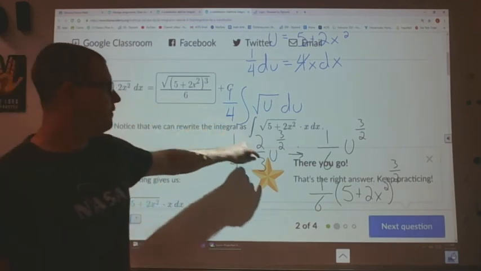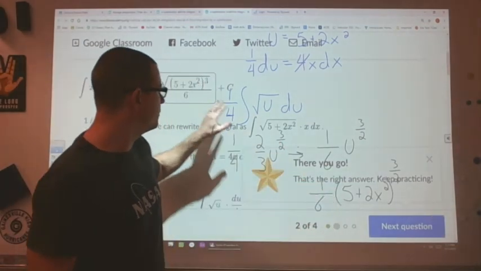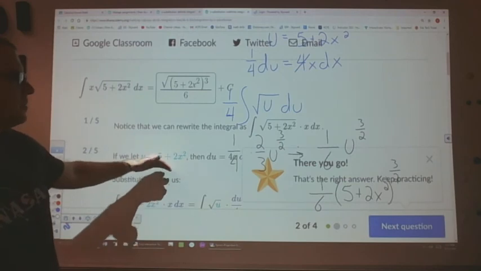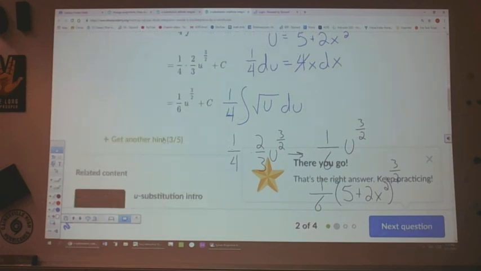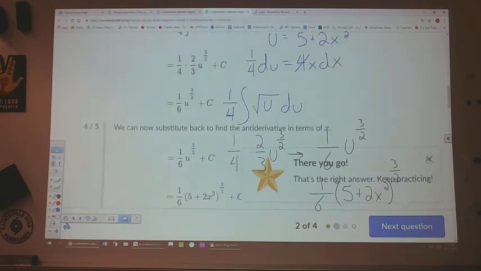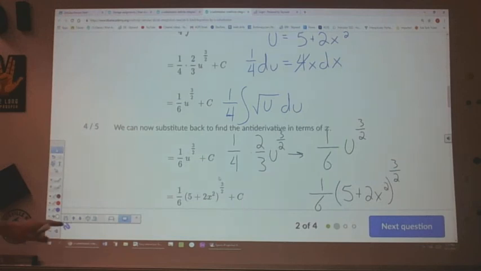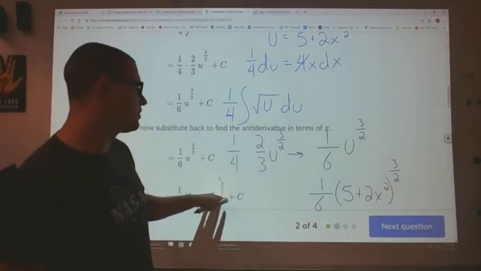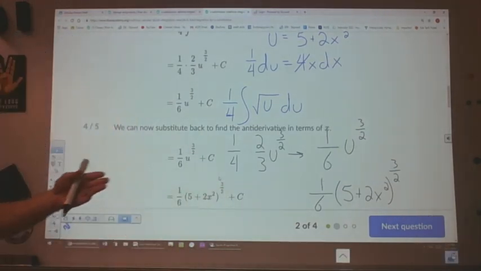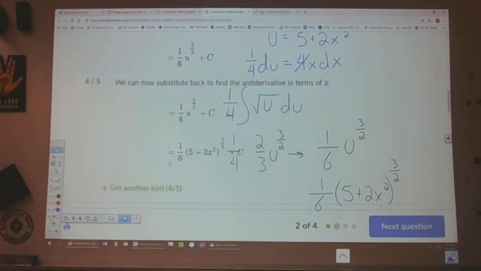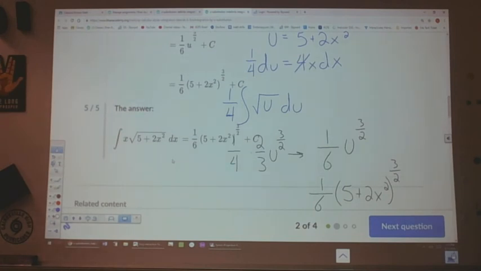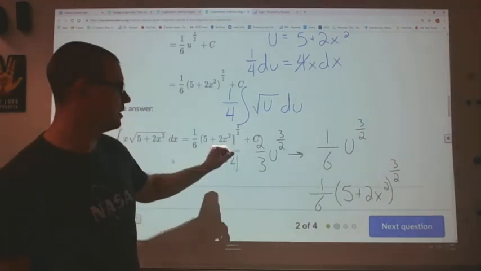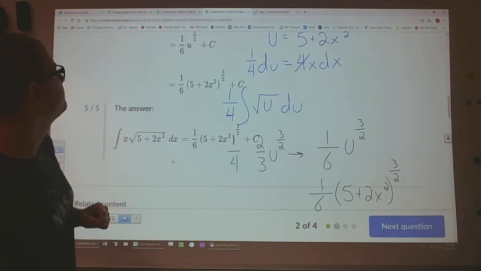Now again, if it wouldn't take this, even though it's equivalent, it would mark it wrong, and I'd have to go through the hints and see, okay, well, what happened there? Let's see if I can still do that. So I marked it wrong, so I go get another hint. And we can see that's the answer it gives us there. 1/6, 5 plus 2x squared to the 3/2 power. Okay, so that matches our expression. So they didn't actually bother putting it in that way. They just left it in the rational exponent form. All right.